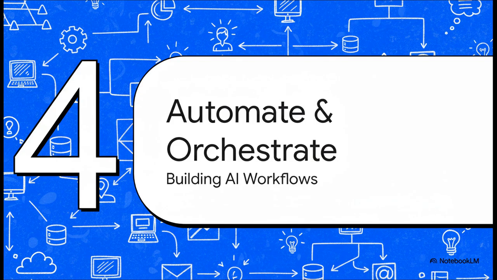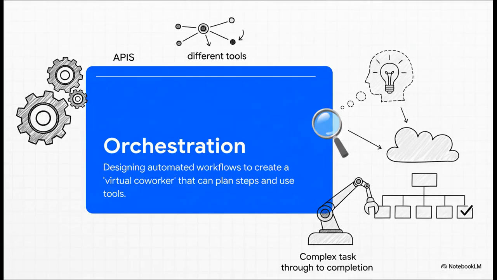Okay, time to level up to our third and most advanced skill, orchestration. This is where we move beyond single tasks and start designing entire automated workflows that link different tools, steps, and even human checkpoints all together. The whole point of orchestration is to build what some of our sources call a virtual coworker or a digital worker, and this is not just a chatbot. We're talking about a system that's designed to understand a big picture goal, figure out the steps to get there, use different tools along the way, and see a really complex task through from start to finish.